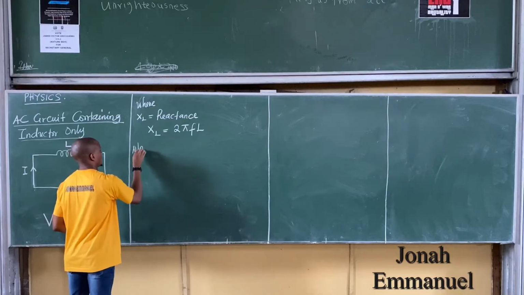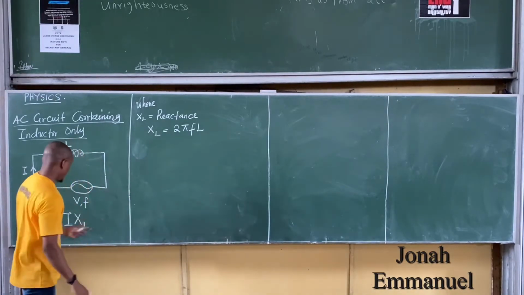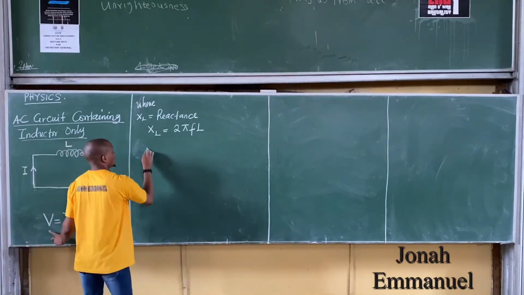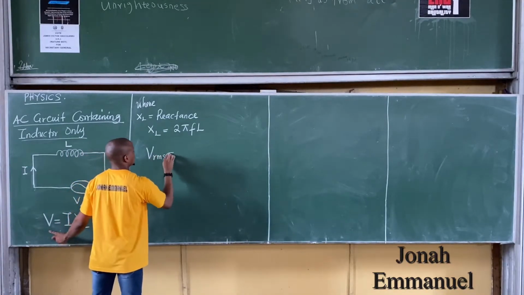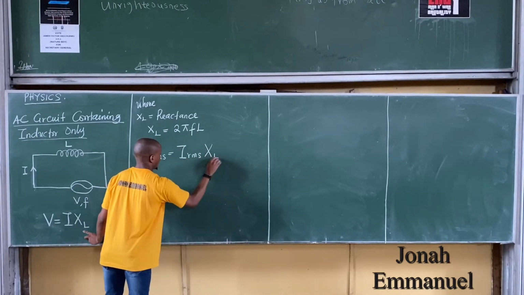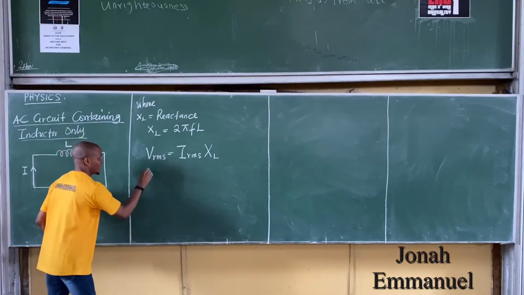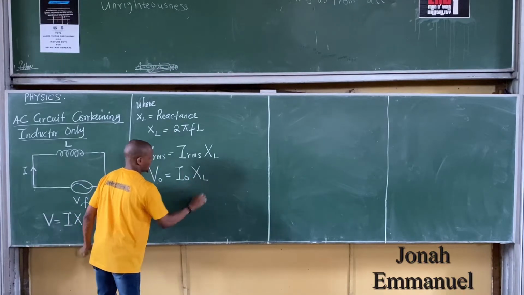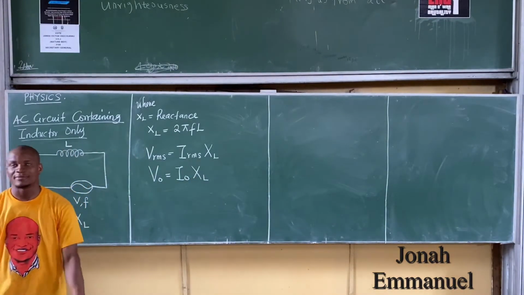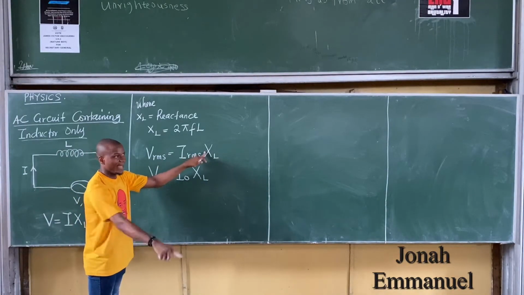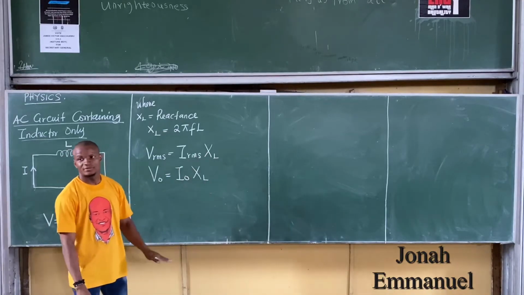Before that, let's liken this to RMS and peak. For RMS, V RMS is equal to I RMS times XL. Likening this to the peak value, V naught is equal to I naught times XL. Very simple concept. All of these are just to make you see what's changing. It's just from R to XC, from XC to XL. That's all. No big deal.